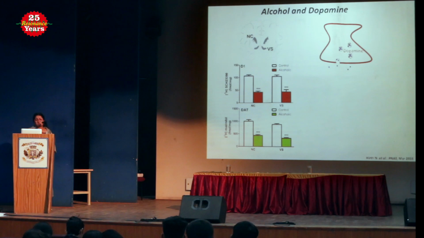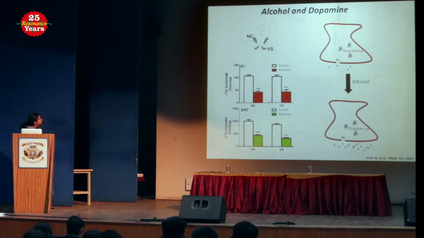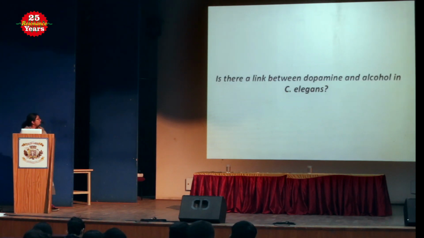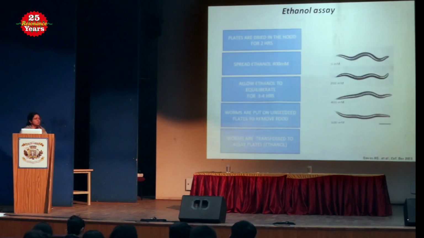But there is also data that indicates that in the presence of ethanol, the amount of dopamine released is actually more. So we wanted to see if there was a link between dopamine and alcohol, and we wanted to use C. elegans, or the worm, as a system to address this question. Okay, and we went through the literature and found that there's a very simple assay to look at drunk worms.